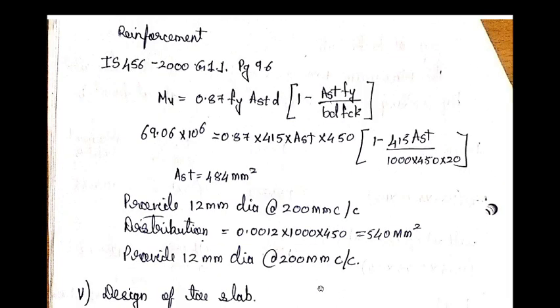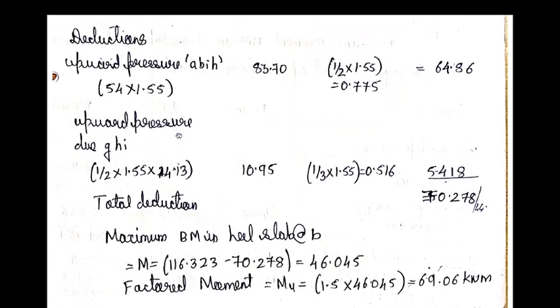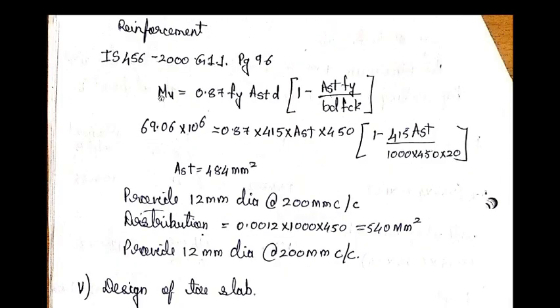Once we get the moment, we will design it. According to IS 456, clause G 1.1, page number 96, substituting all the values, we will find out the area of steel. So Mu we have, that is just now calculated, 69.06 on the heel slab. Then 0.87 Fy, where Fy is 415, Ast is unknown, d is the depth 450. Here also Fy is 415, b we assume as 1000, d is 450 into 20. After working out, we get the area of steel as 484 mm square.